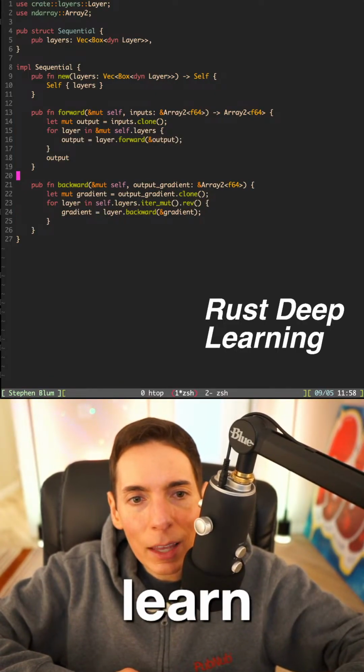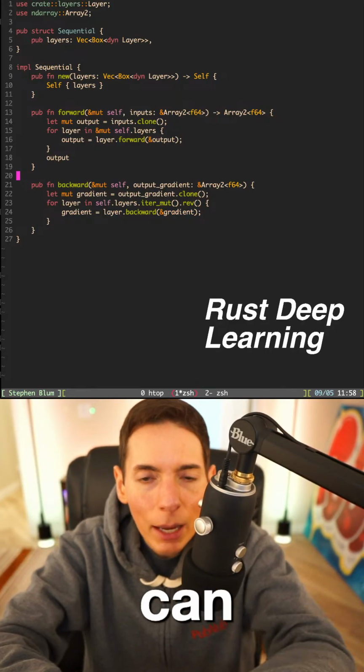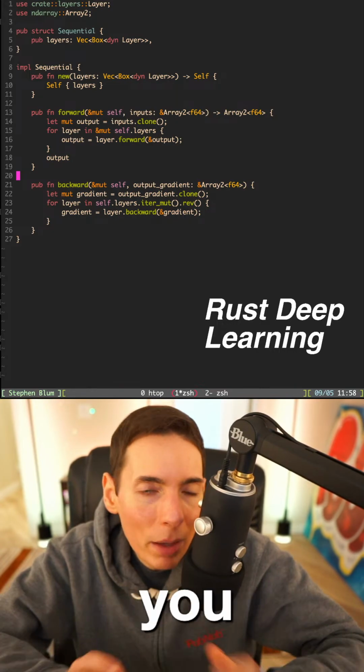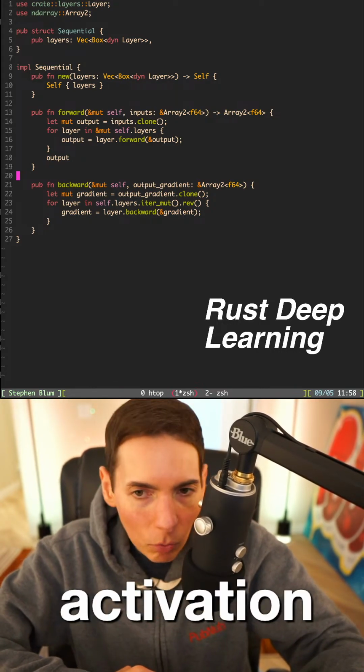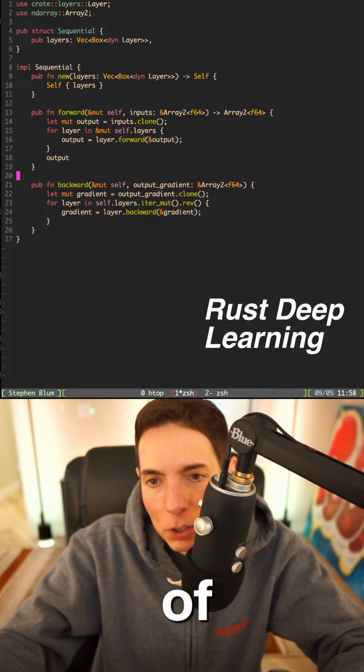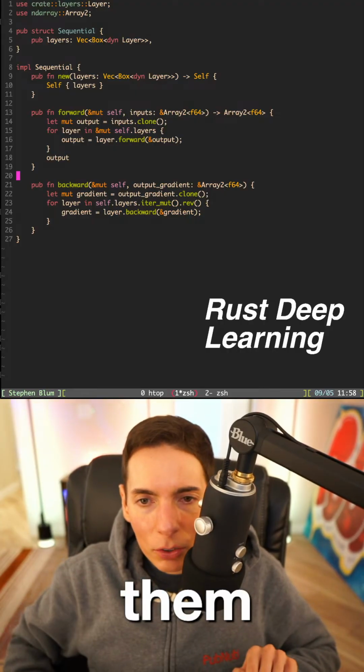Any need to learn the algorithm? Good question. You can, and I think it's helpful because then you know better what makes sense to use, where and when. Like, what is an activation? Why would you use it? What are the different kinds of activations? What is a feed-forward neural network? What is SGD, stochastic gradient descent?